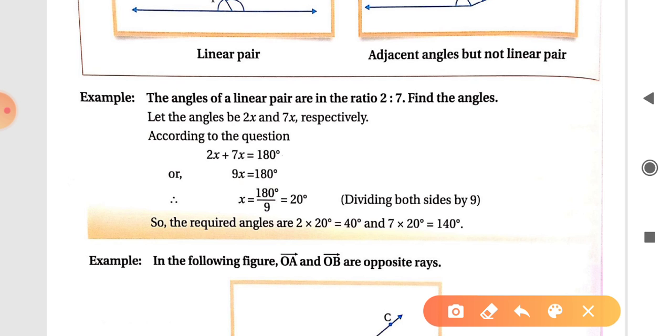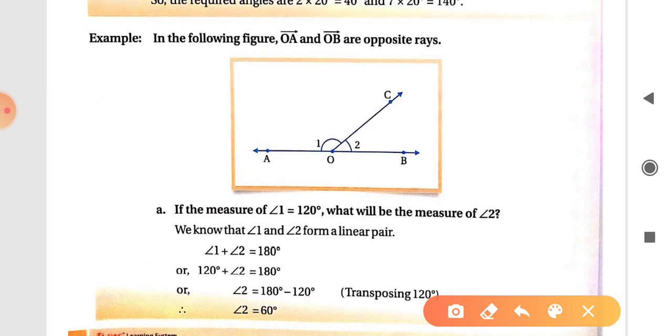Then the required angles are: 2x will be equal to 2 multiplied by 20, that is 40, and 7x is equal to 7 into 20, which is equal to 140. So 40 degrees and 140 degrees are the required angles, and we can also verify it because their sum, 40 degrees plus 140 degrees, is 180. That is, they are forming a linear pair. So the answer is correct.